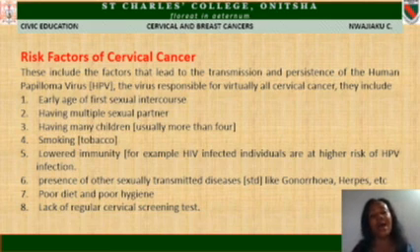Number two, having multiple sexual partners. It is also a way of exposing someone to the risk of cervical cancer. Number three, having many children. Having many children, usually more than 4. It is also a way of exposing one to the risk of cervical cancer. Number four, smoking. Number five, lowered immune system.